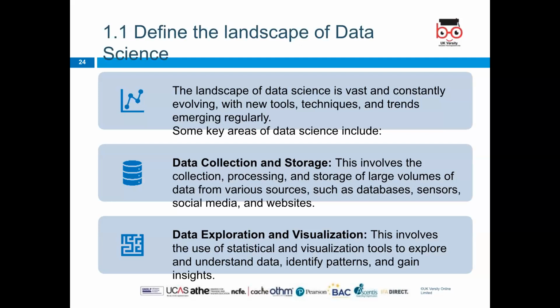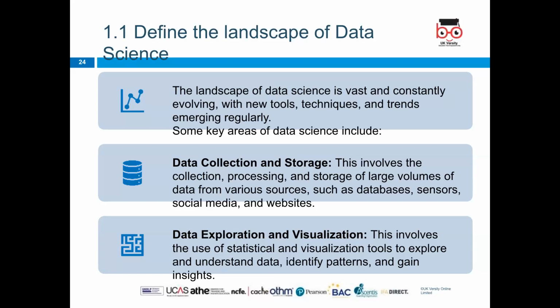The new thing we have to look at today is to define the landscape of data science. The landscape of data science is vast and constantly evolving, with new tools, techniques, and trends emerging regularly. Some of the key areas in data science include data collection and storage, data exploration and visualization.